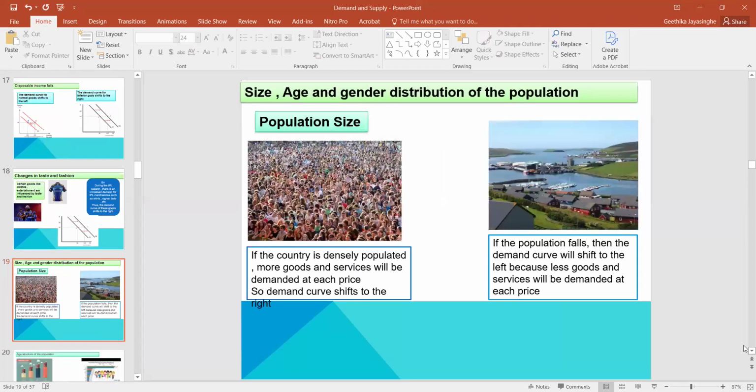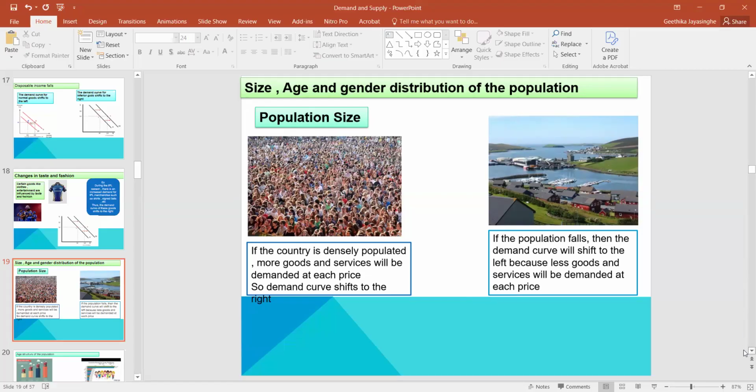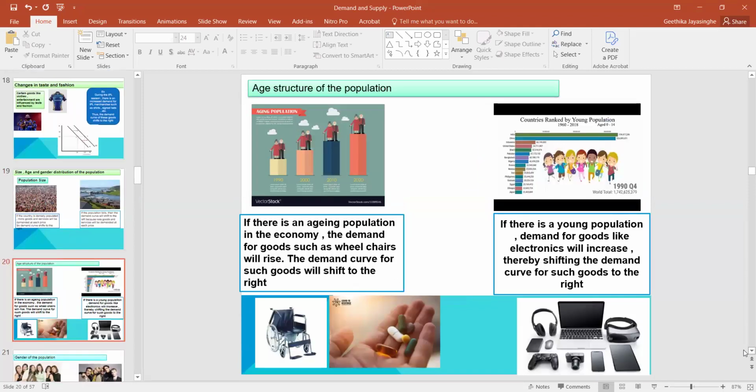This is about the population. If the population is very high, you will have to buy in large quantities. More is demanded, so the curve will shift to its right side. At the same time, when people are less in numbers, the demand curve will shift to its left. So there can be so many situations.